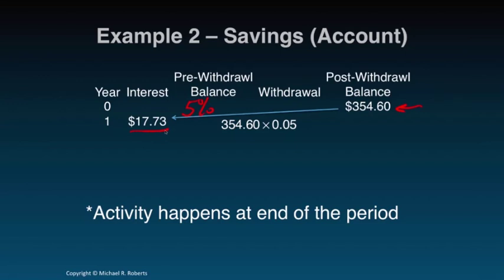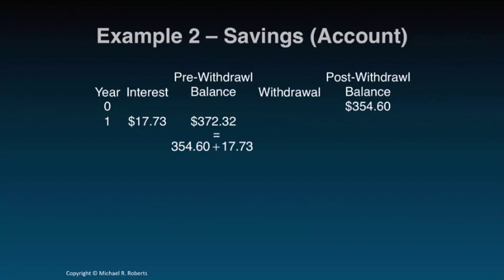$17.73. And I'm assuming all the activity happens at the end of the period. It just makes things a little bit easier conceptually. There's nothing special about that. We can make the period shorter, which we will later on. Okay, so I earn my interest, which is the $354.60 times the 5%. That's going to give me a pre-withdrawal balance of the initial balance plus the interest.